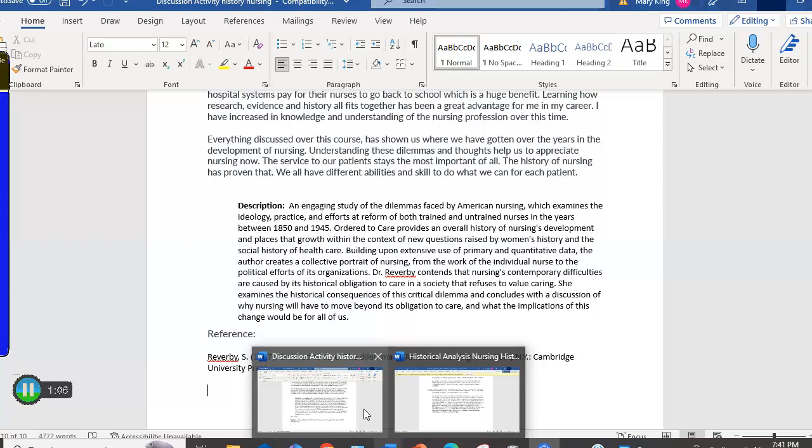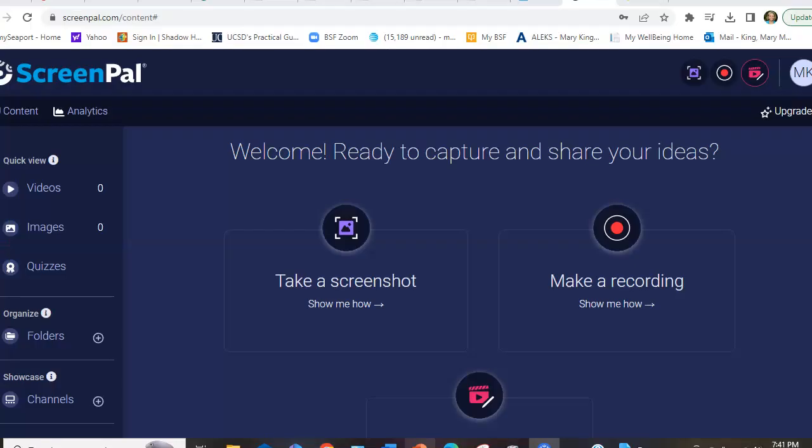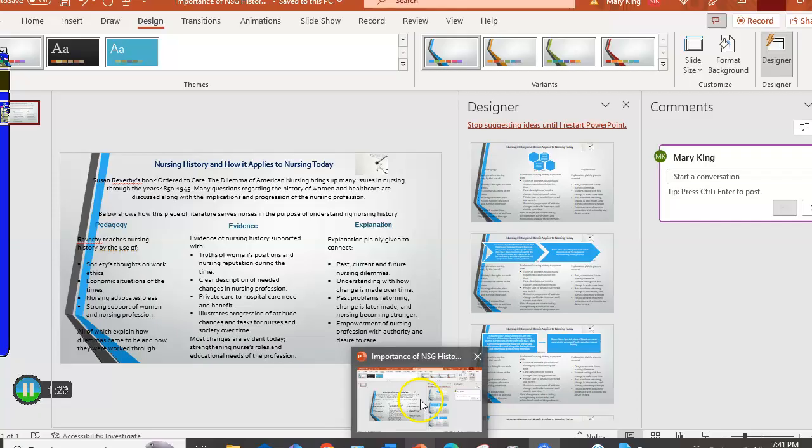There are lots of other political policies and things like that to look at. But Reverby does a good deal to help us understand the implications for nursing care and what we can learn through that.